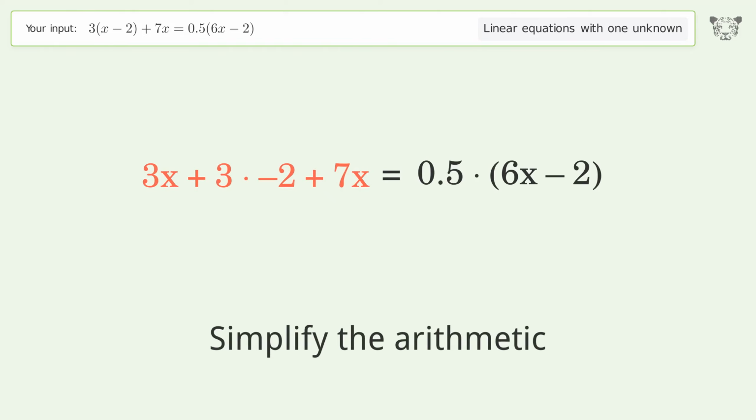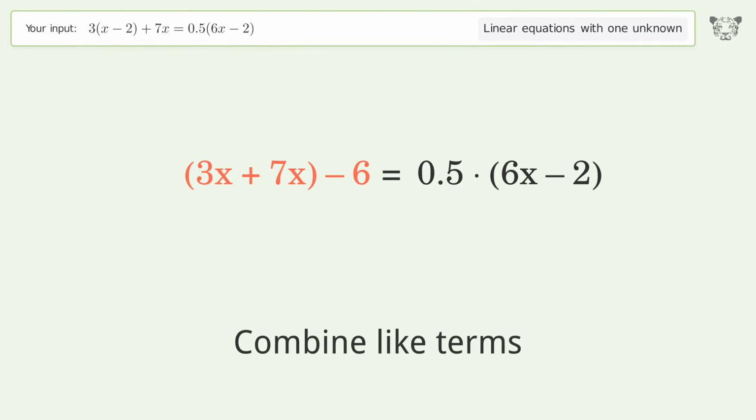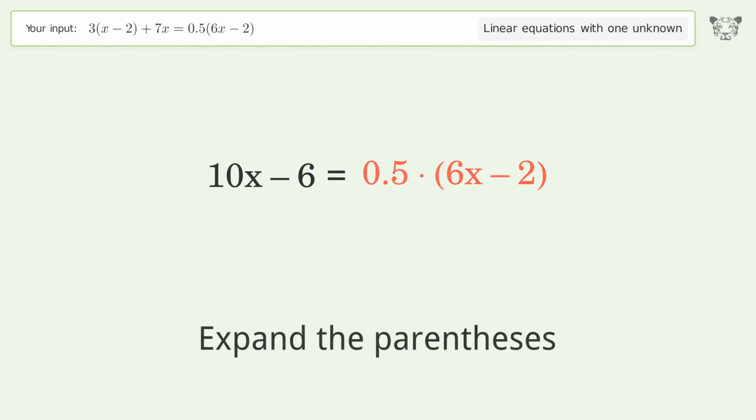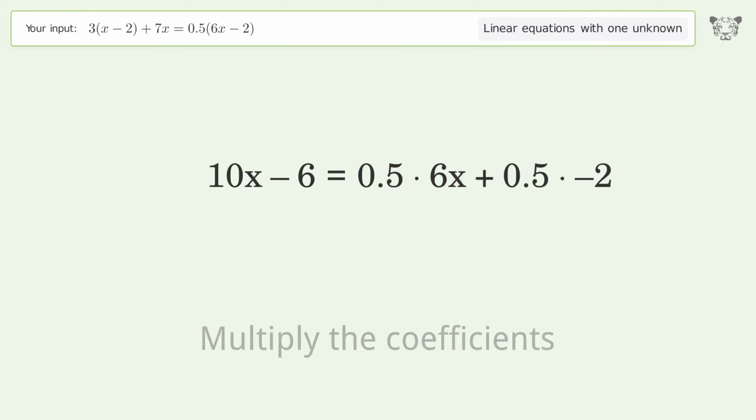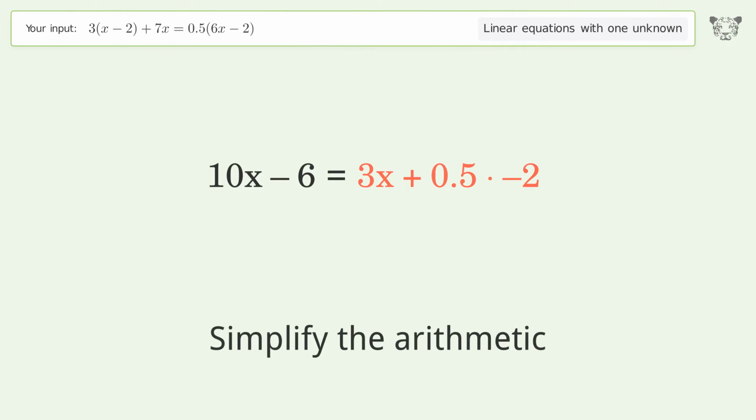Simplify the arithmetic. Group like terms. Combine like terms. Expand the parentheses. Multiply the coefficients. Simplify the arithmetic.